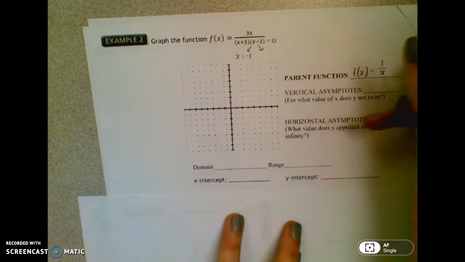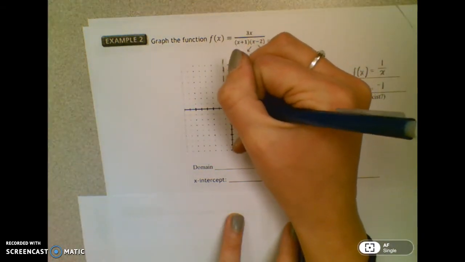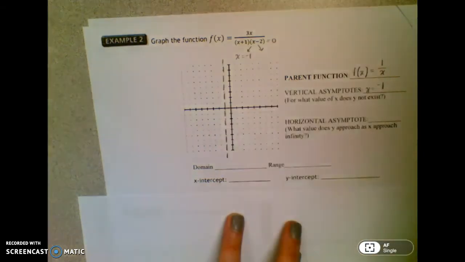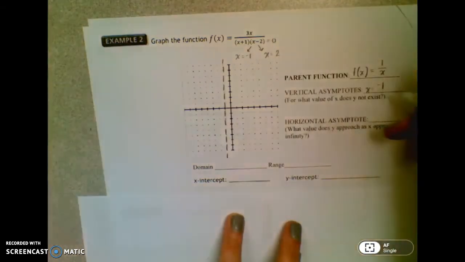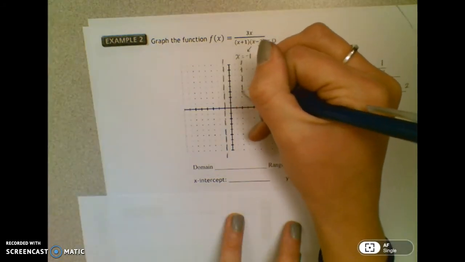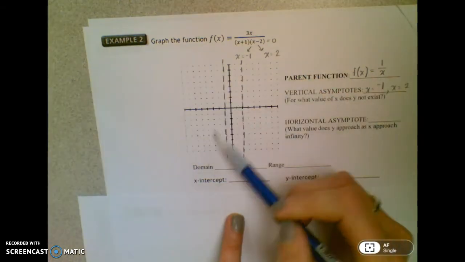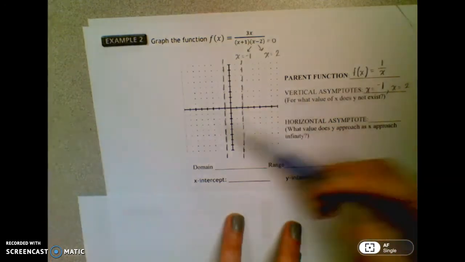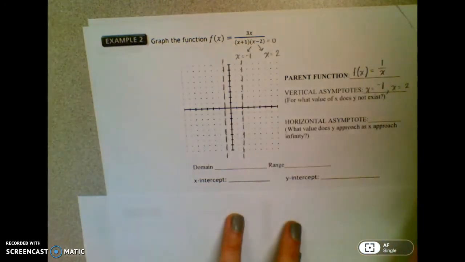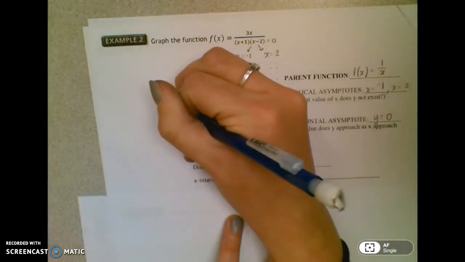and get my first vertical asymptote as x equals -1, which would be the vertical line through the x-axis at -1, and x equals 2. Vertical line through the x-axis at 2. This just split my graph into the 3 sections. I know I'm going to have different branches in each part of the graph. For my horizontal asymptote, that one doesn't change at all until tomorrow. So y equals 0.